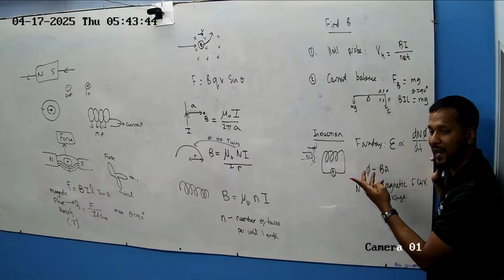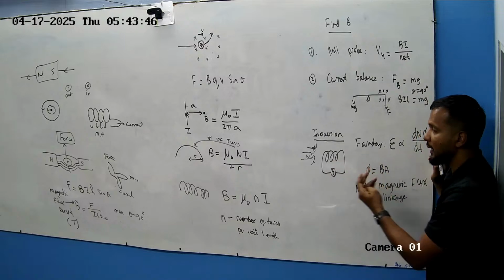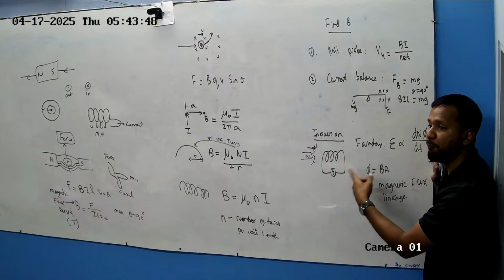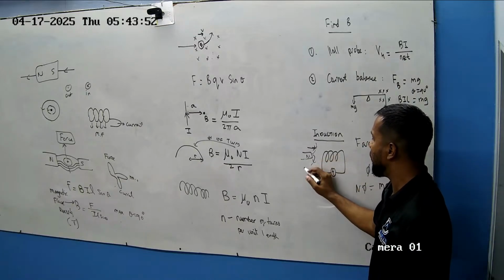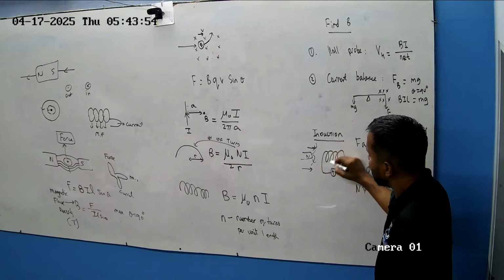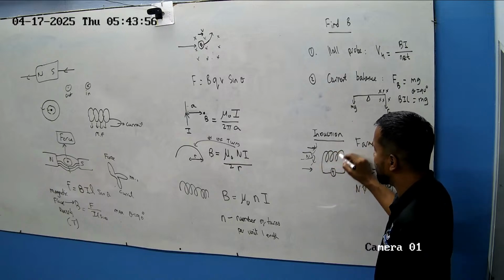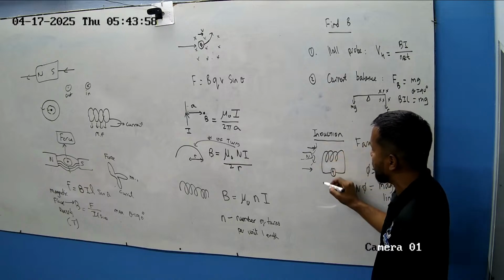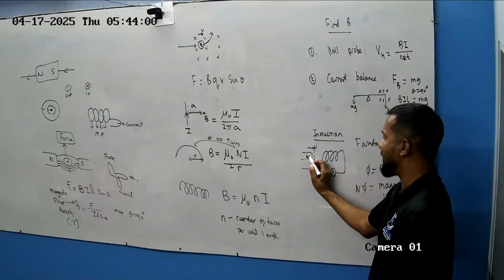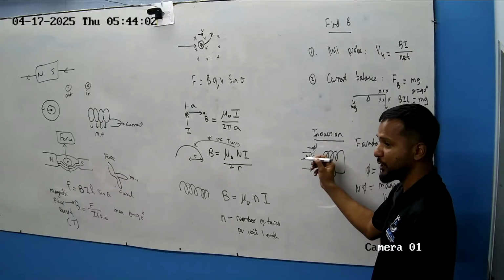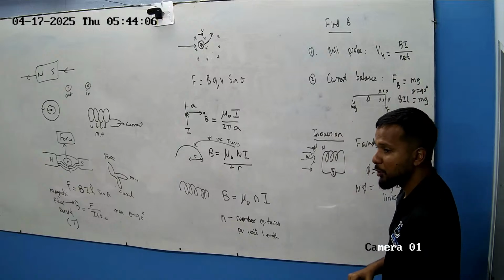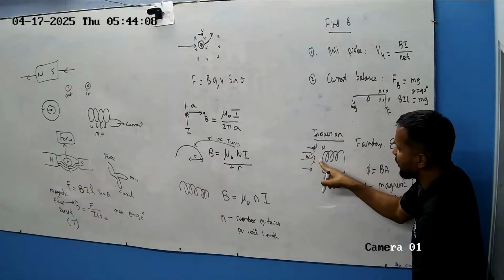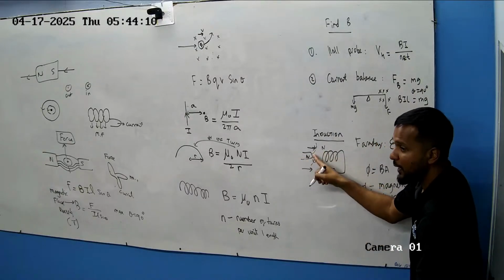But what did Lenz say? Lenz said that it always opposes motion, right? So for example, when the magnet is moving in, this will induce a current so that it will oppose motion. When the magnet moves in, it will push it out. So here will be a north pole. Okay? So when the north pole is trying to go in there, it will push it out. So here will be a north pole.